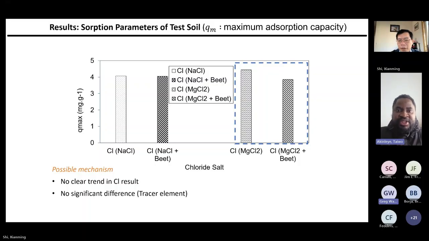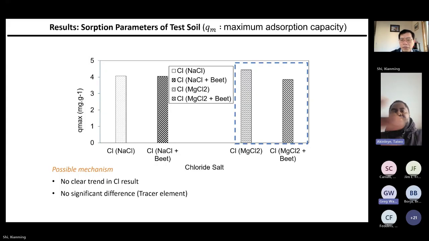So this is basically a continuation of the results. But what we also notice in terms of the anion, which is the chloride ion, is that there is no clear trend in our results. And the differences between the presence of beet juice in this solution is not apparent. Basically, chloride is a conservative ion. It has less interaction with soil, which we also notice in these results.